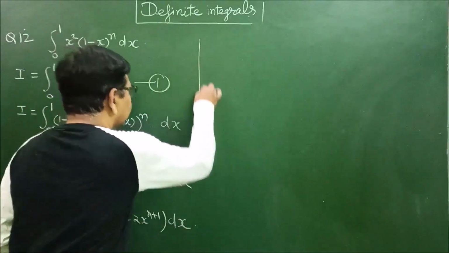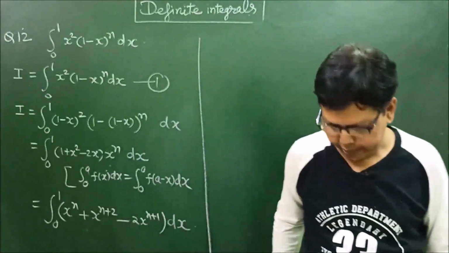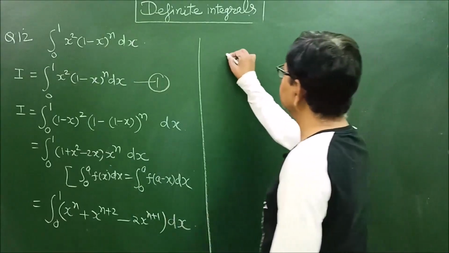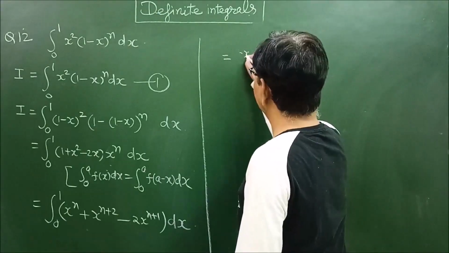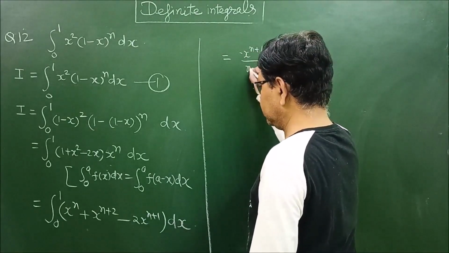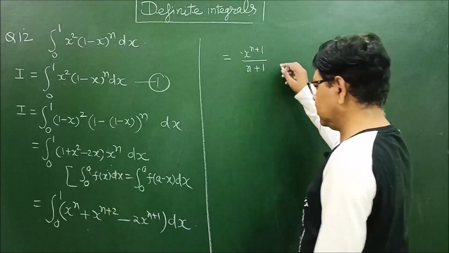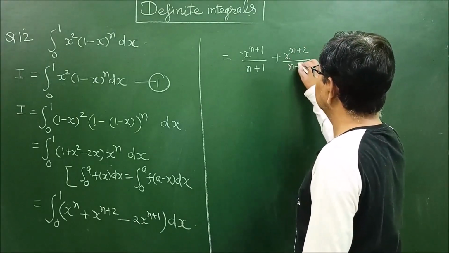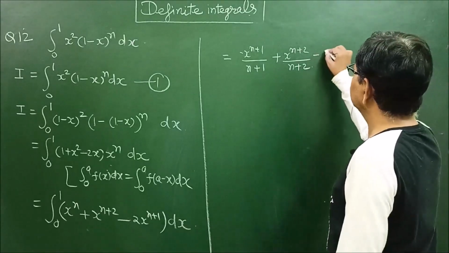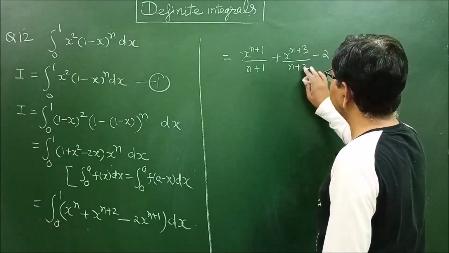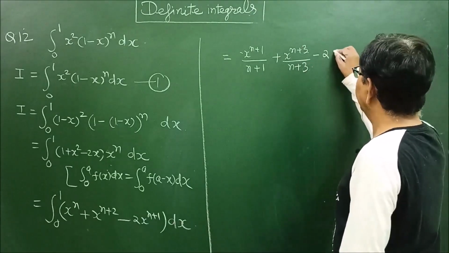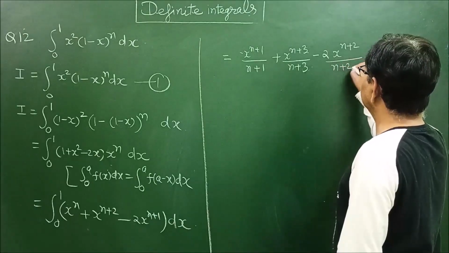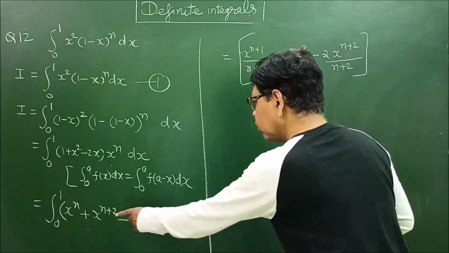So let us integrate. The integral of x raised to the power n dx will be equal to x power n plus 1 upon n plus 1, plus x power n plus 3 upon n plus 3, and the third integral minus 2 times x power n plus 2 upon n plus 2, within the limits from 0 to 1.